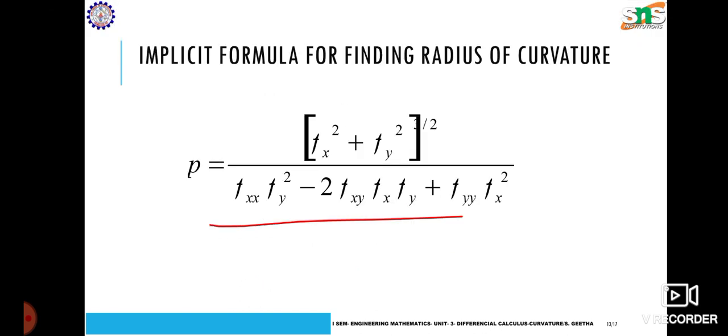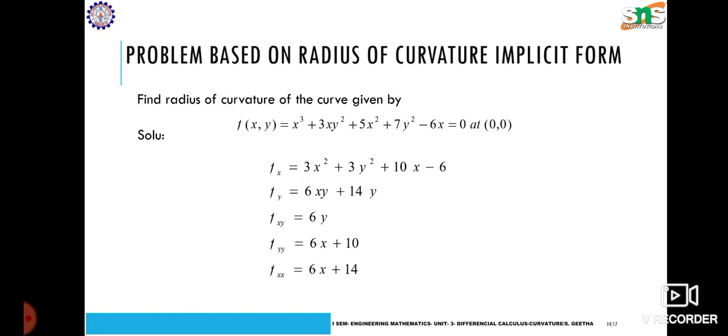Next is the implicit formula for finding radius of curvature. This is the implicit form: fx square plus fy square, whole power 3 by 2, divided by fxx fy square minus 2 fxy fx fy plus fyy fx square. So we are going to do one problem based on that.